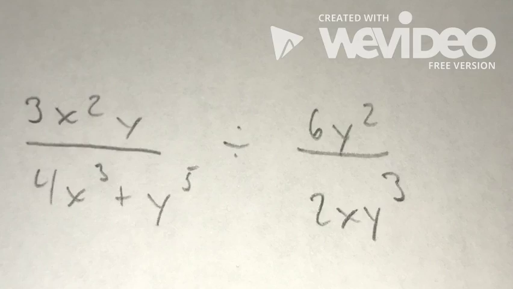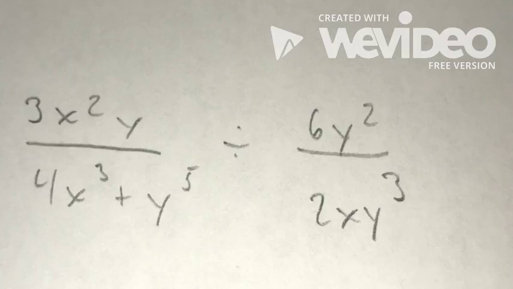Okay, so the problem we'll be doing today is a division problem, and the problem is 3x squared y over 4x to the third plus y^5 divided by 6y squared over 2x and y to the third. So when it comes to division problems like this, the first thing you're going to want to do is take your second fraction and flip it.